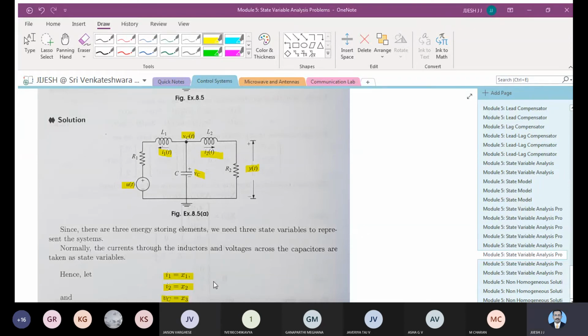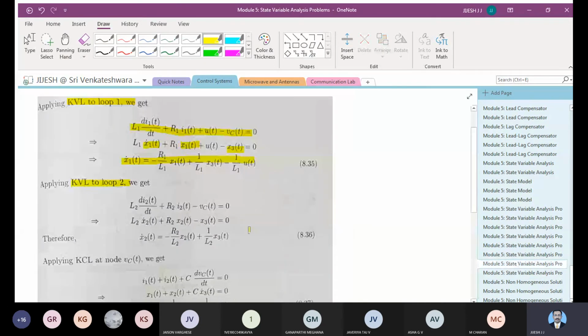Try to write that KVL equation for loop 2. If we go by discussing loop 2, the KVL equation will be L2 di2 by dt plus R2 I2 minus VC of t is equal to 0.